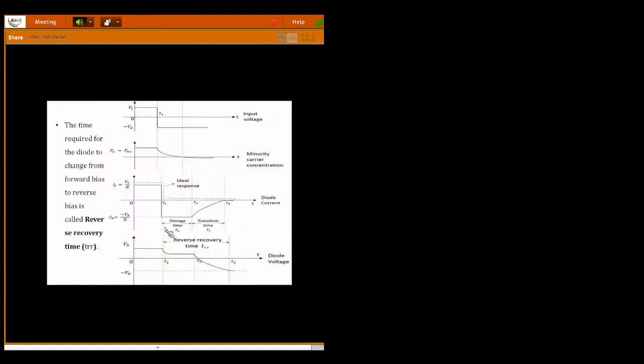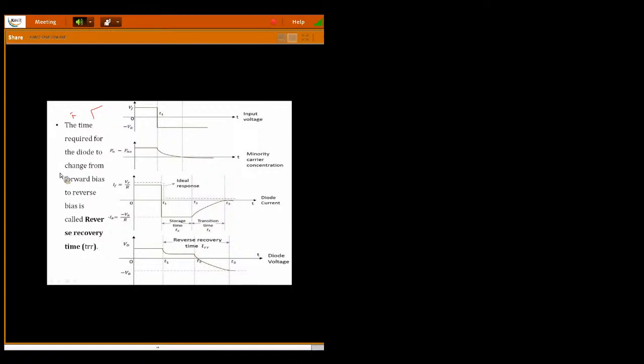Okay, this I can explain with the help of a graph. How much time will it take? The overview of this graph is that the forward recovery time is very small. What is the forward recovery time? From off to on, it is very fast. The diode moves very fast from the off state to the on state. But when it moves from the on state to the off state, it takes a longer time because of the minority charge carriers. That is what we are seeing here.